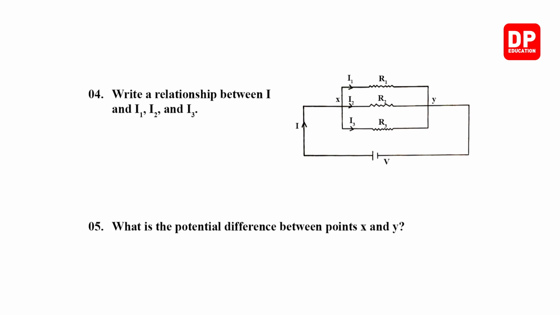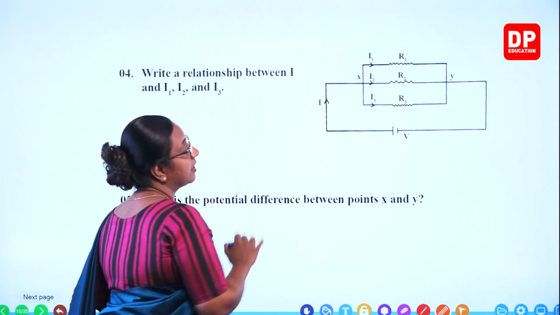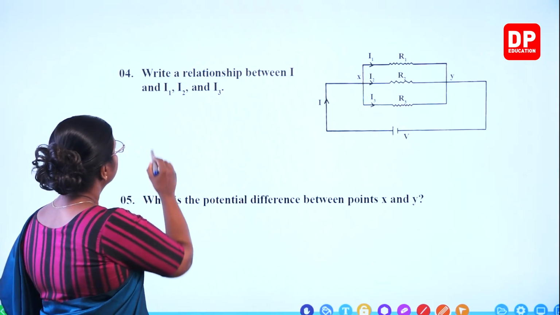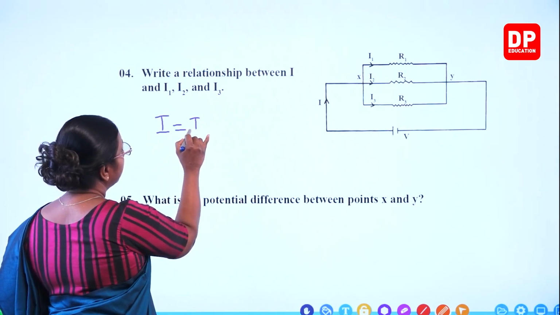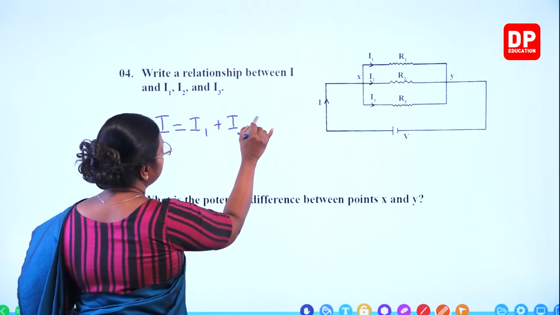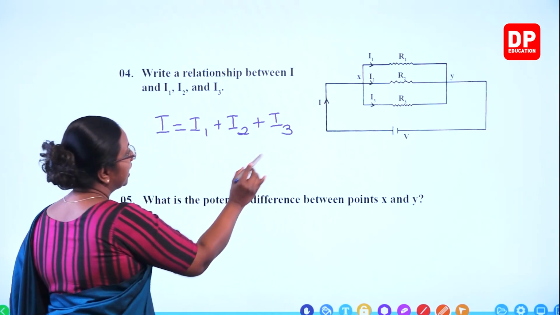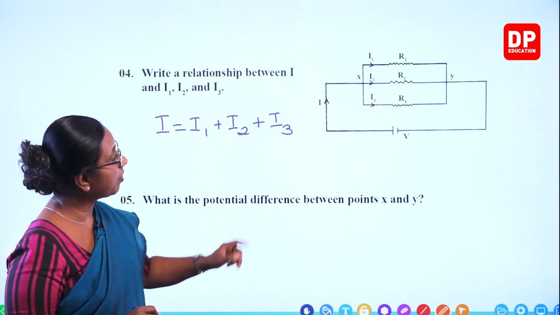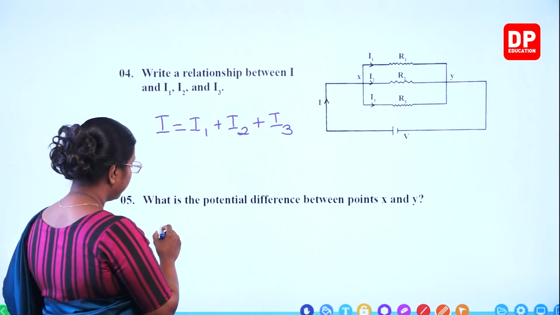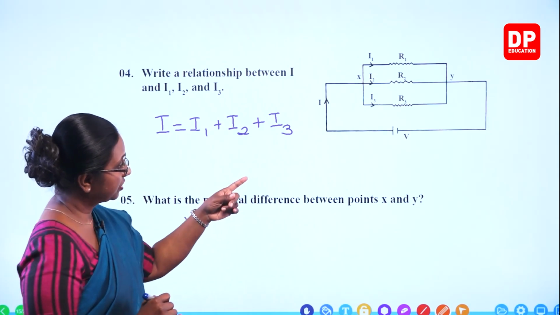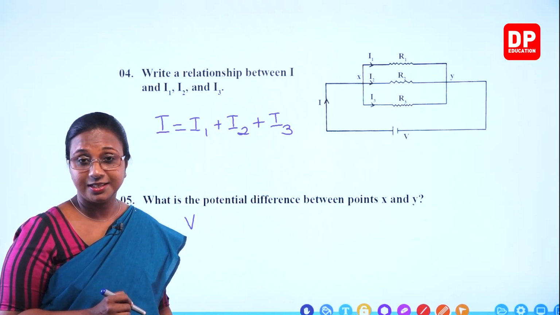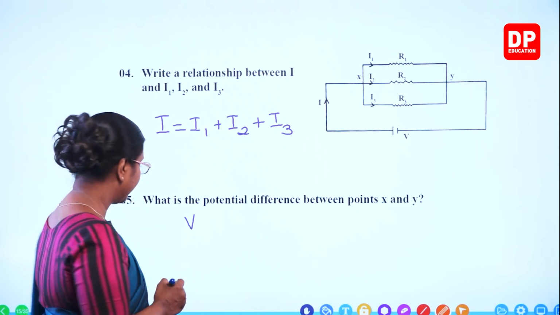Write a relationship between I and I1, I2 and I3. So, I is what? It is the total current flowing through the circuit, that is divided as I1, I2 and I3. So, I is equal to I1 plus I2 plus I3. That is the relationship. Then, what is the potential difference between points X and Y? Potential difference is V. So, these are all quantities related to the circuit. We'll move on to the next part of the question.